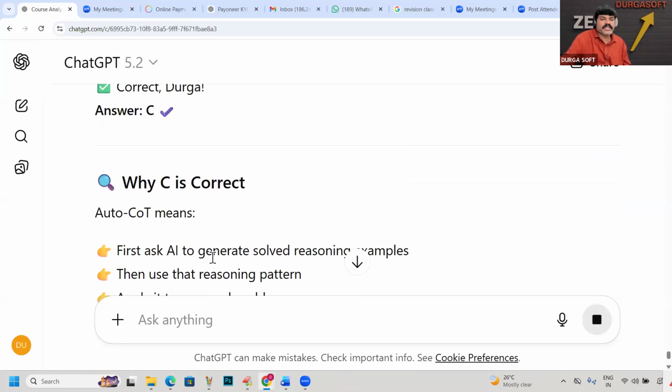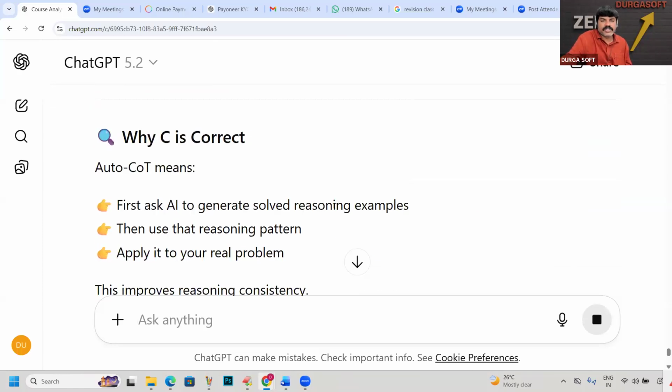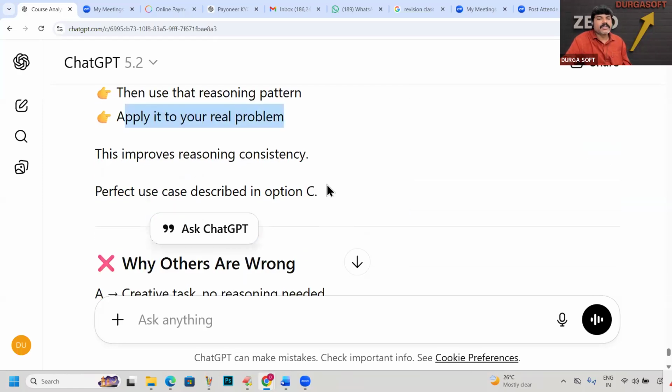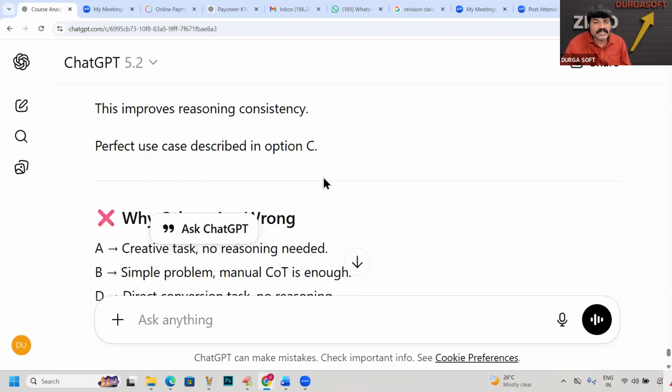Okay, so why is C correct? First, AI is asked to generate and solve reasoning examples. Then it uses the reasoning pattern. That pattern is applied to the real problem. This improves reasoning consistency.